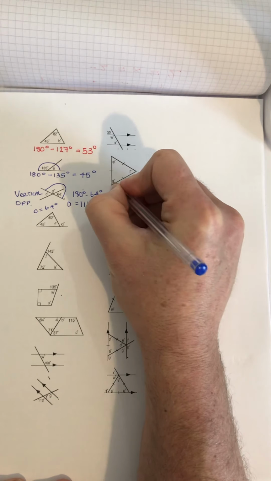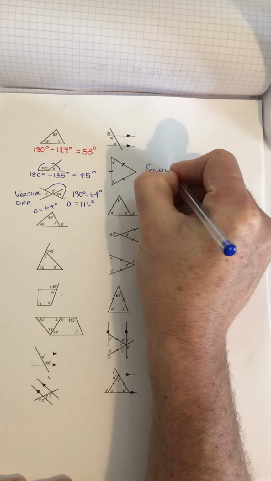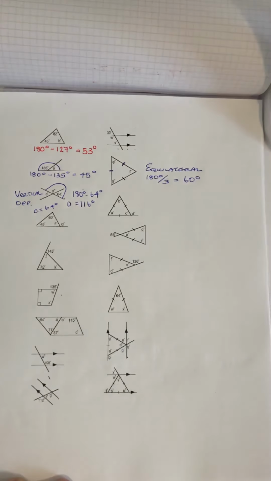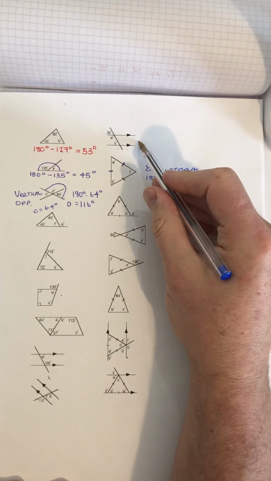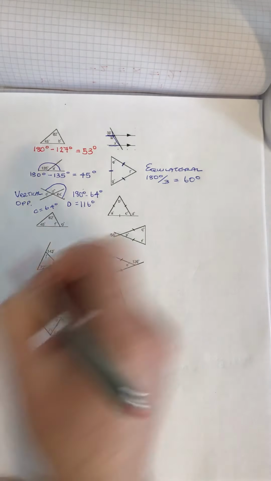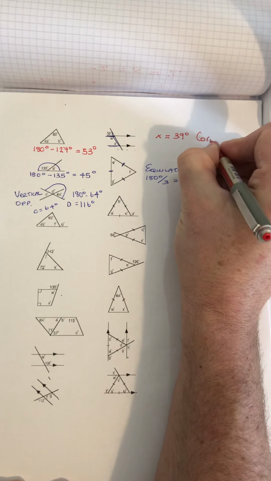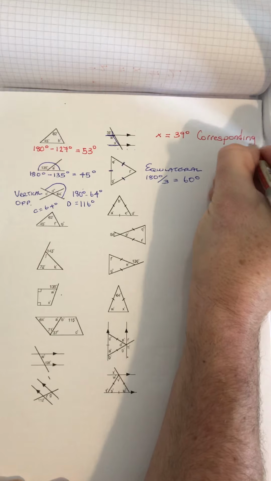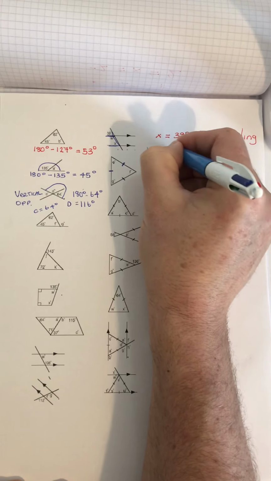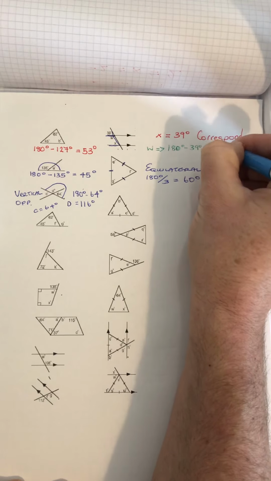Something like this here, we have 3 angles, E, F and G. This means that this is an equilateral triangle. So 180 in a triangle divided by the 3 angles is 60 degrees. This one up here, you're looking for the letter F. Can you see the letter F? In that case, X is equal to 39 degrees because of corresponding. And to find W is equal to 180 take away 39, which is equal to 141.